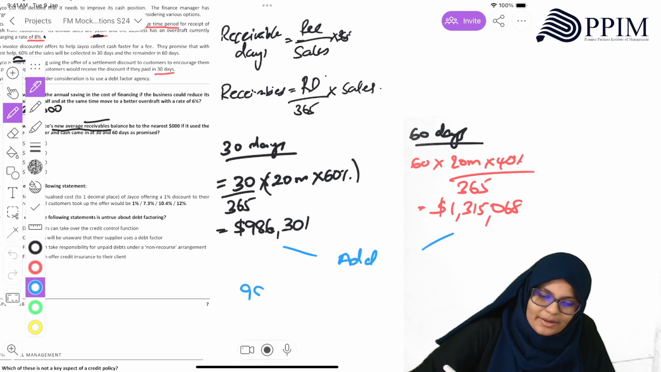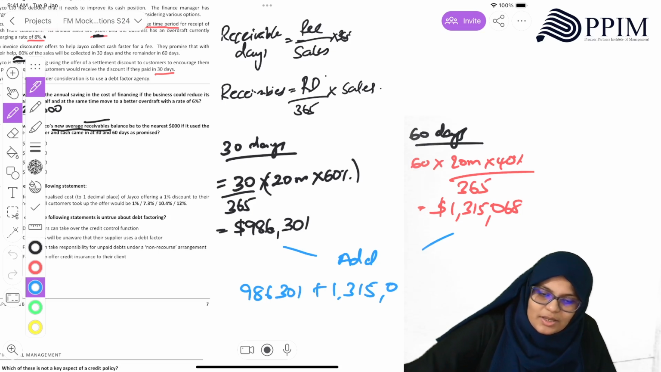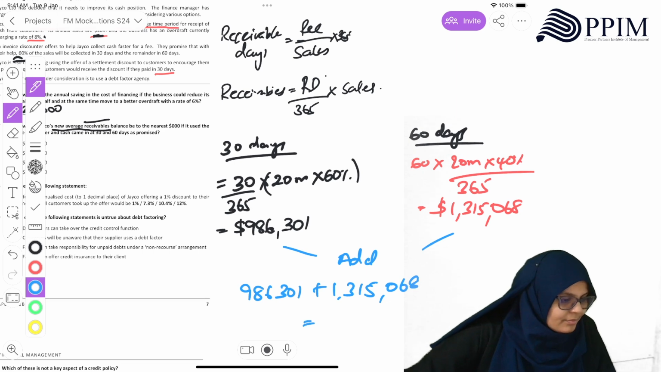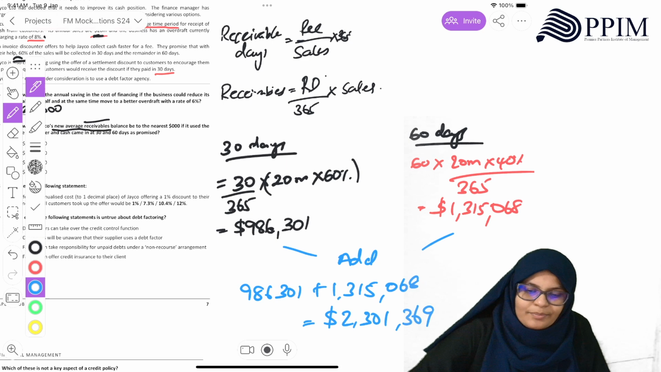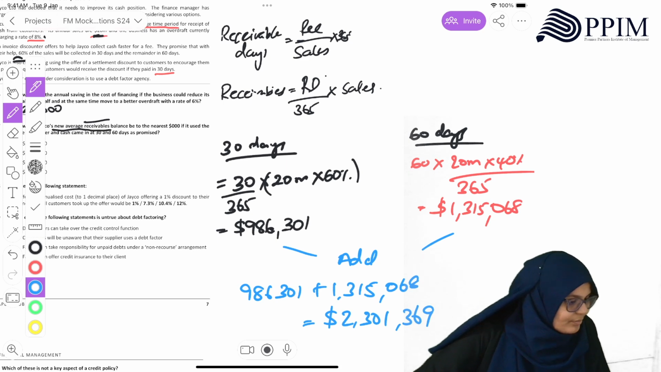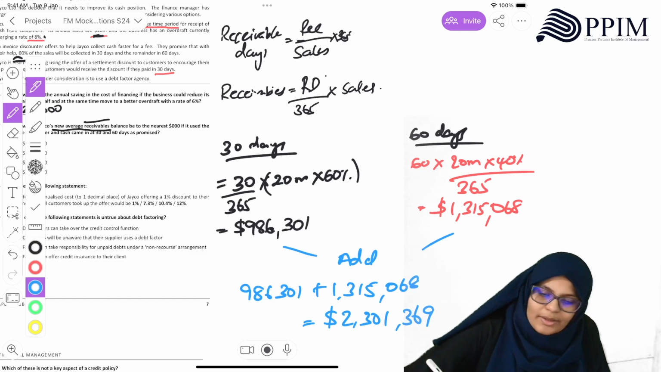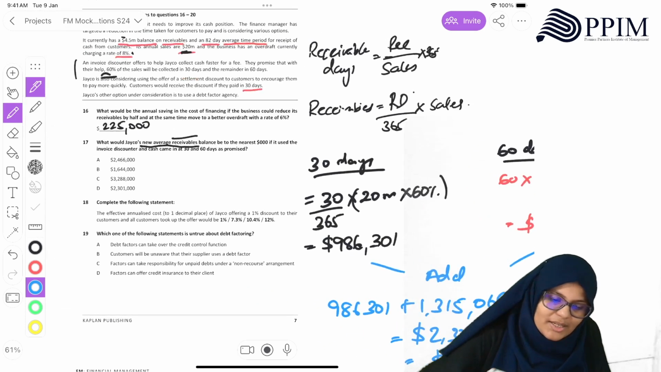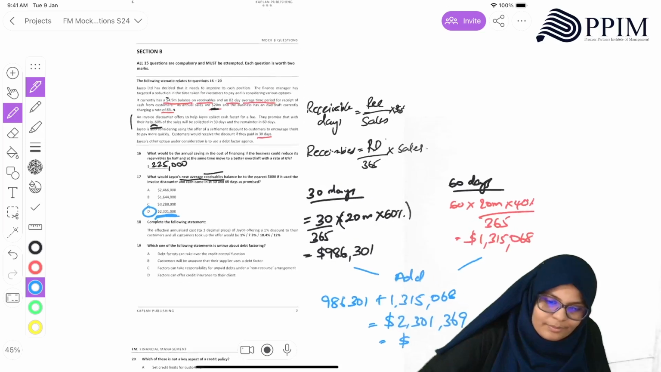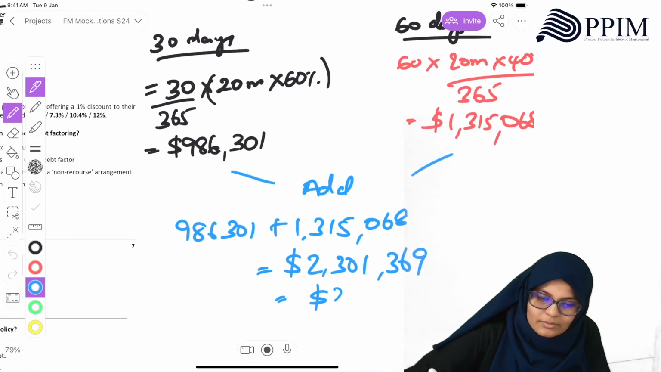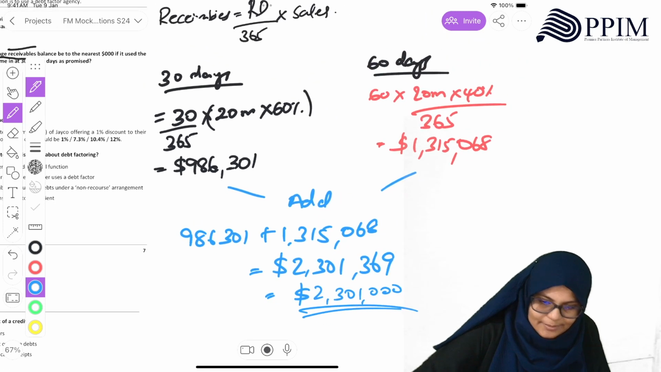Okay, so that will be 986,301 plus 1,315,068, which will give me 2,301,369. They told me to the nearest 1,000. So yeah, the closest answer that we have is 2,301,000. Answer is already there. It's just a matter of selecting.